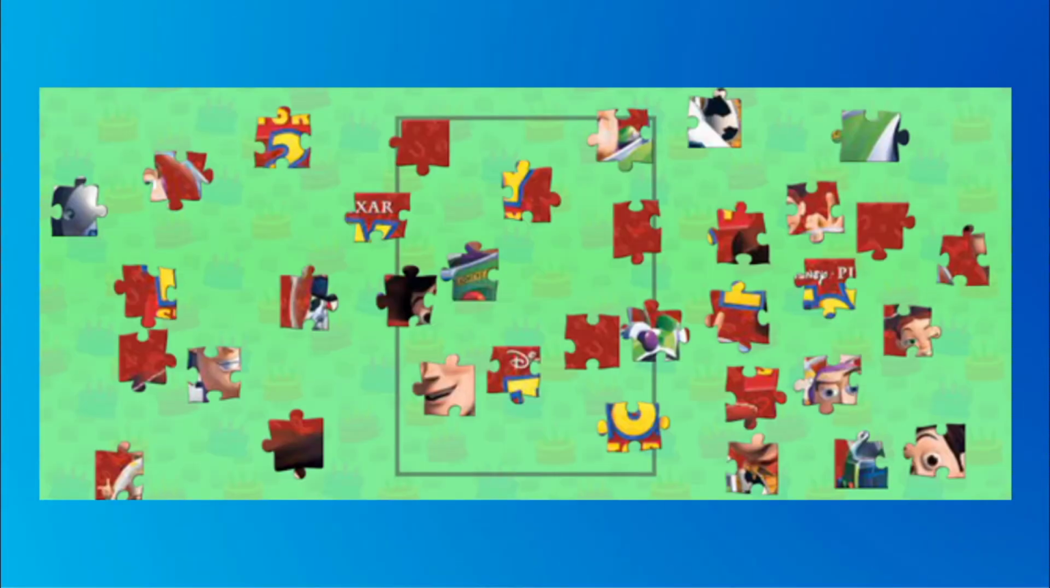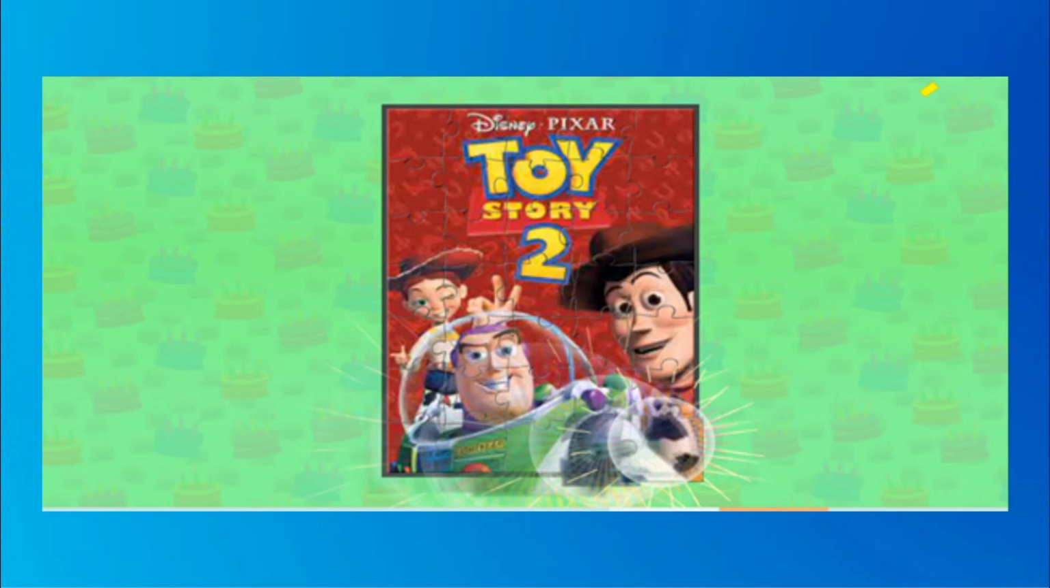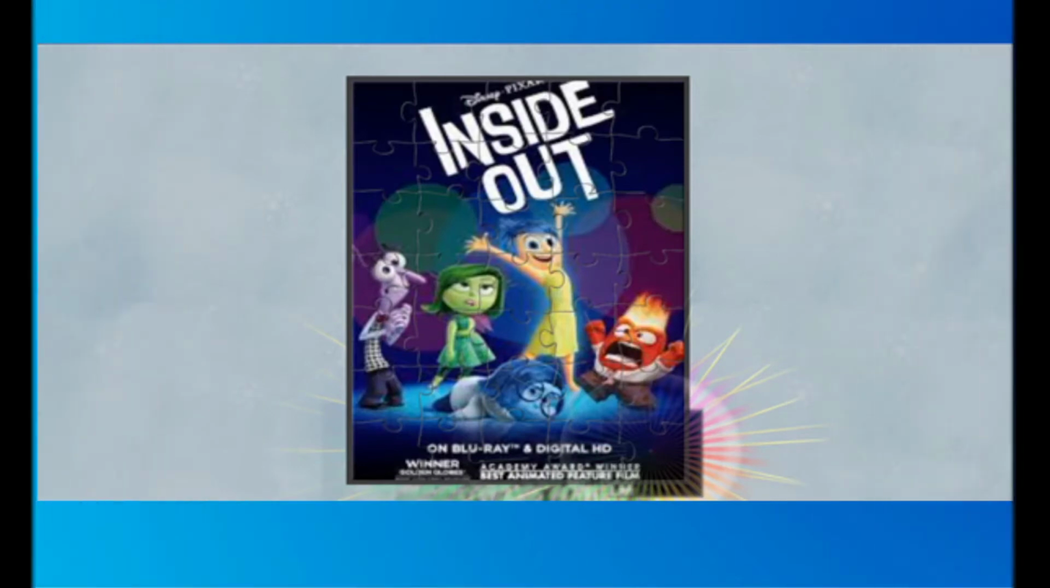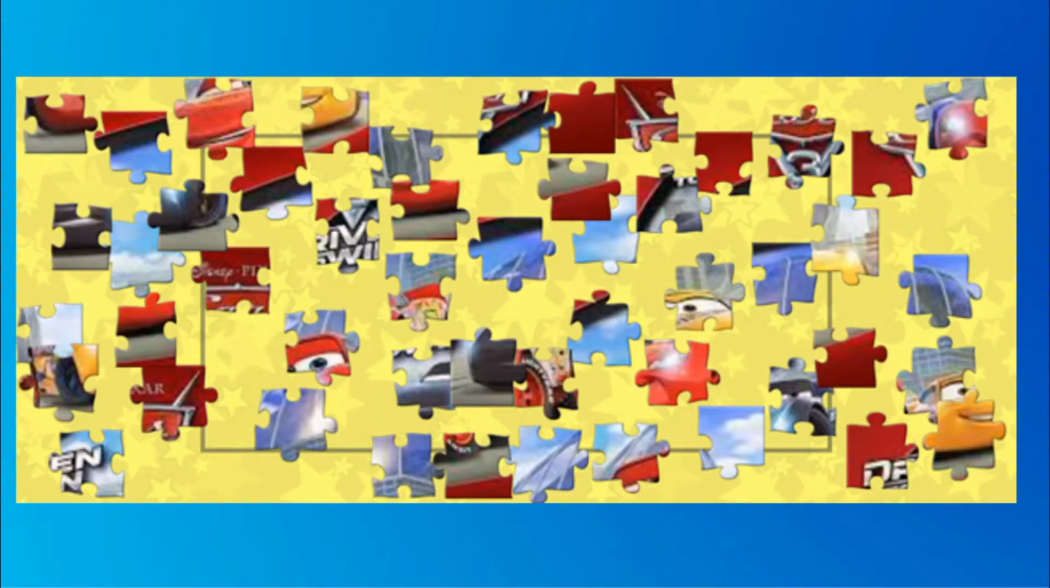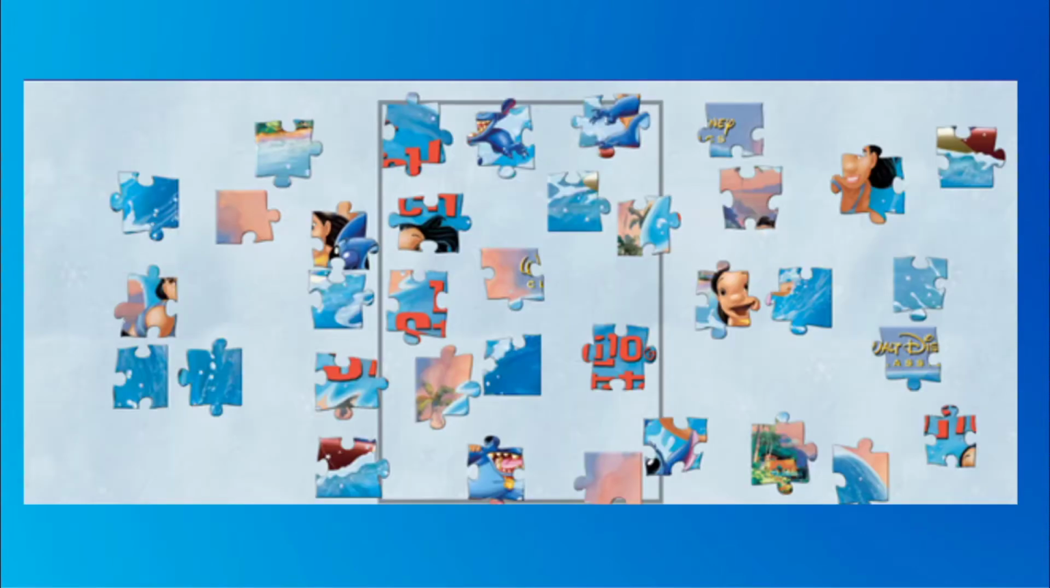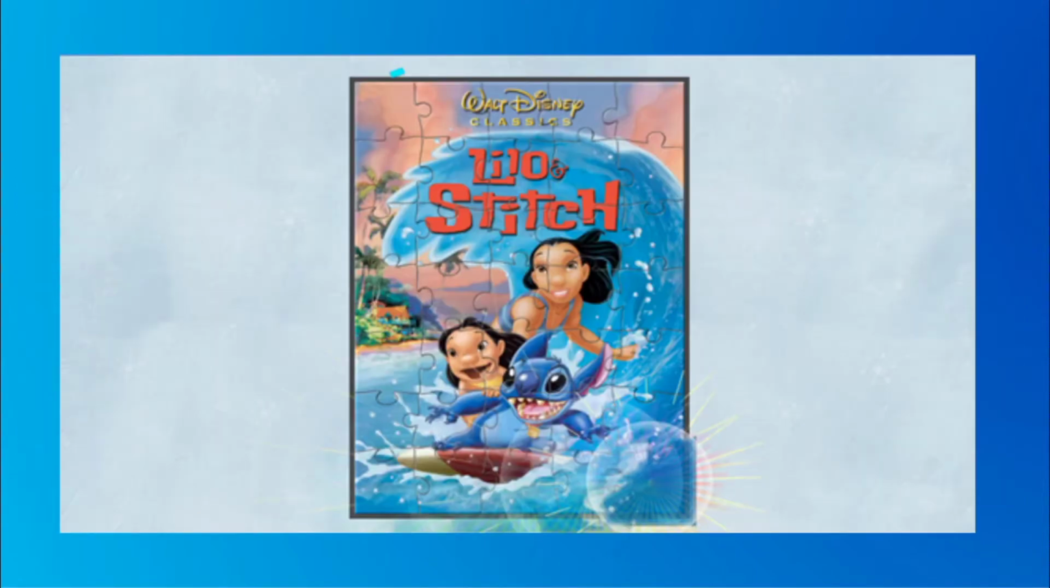Correct. The answer for slide 1 is Up. Next. That was so fast. That would be Toy Story 2. That is correct. That would be Inside Out. That is great. That would be Cars 3. And for our last slide, that is correct. That is Lilo and Stitch.